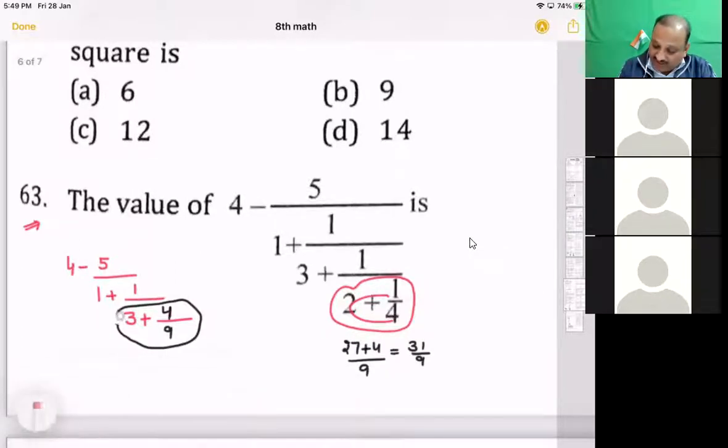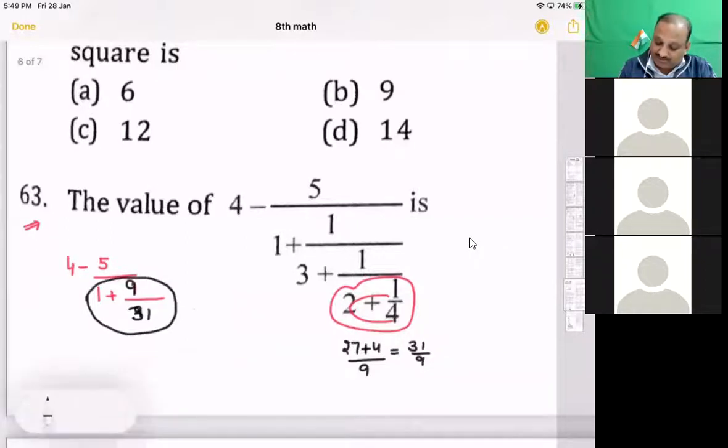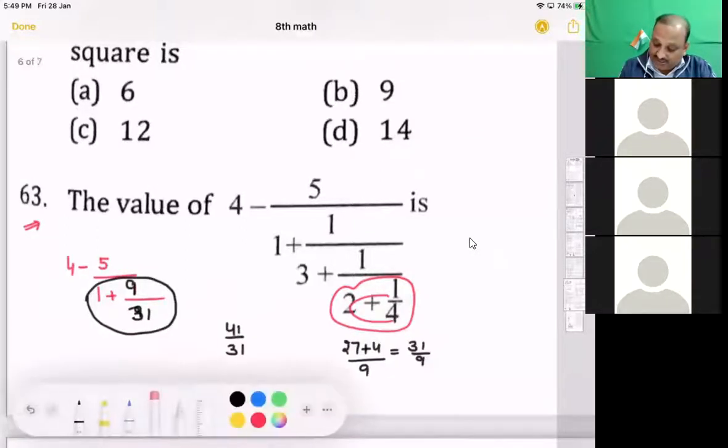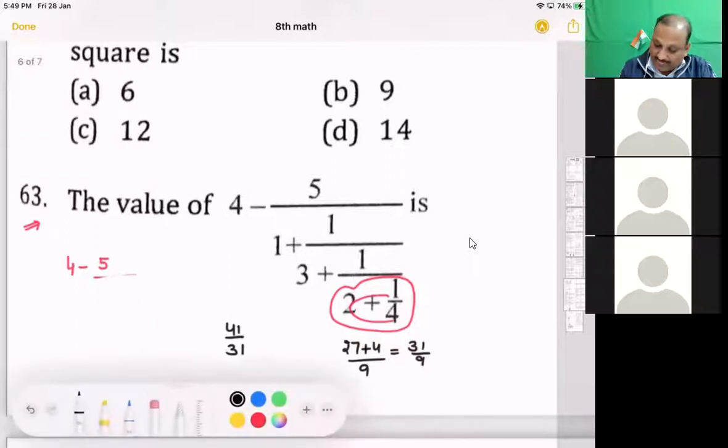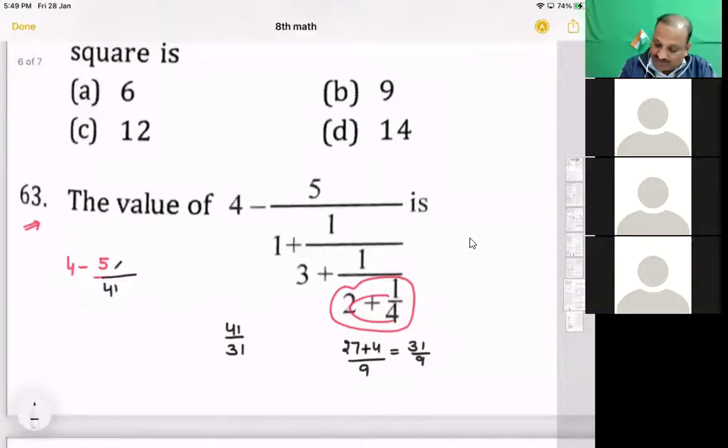Now when you put 31 by 9 in place of this, it becomes 31 by 9, means to say 9 ऊपर चला जाए. Now solve it, it becomes 41 upon 31. Now instead of this, I write 41 upon 31. 31 means upper wala part. Okay, now solve it, you will get 41. 41 into 4, 164.